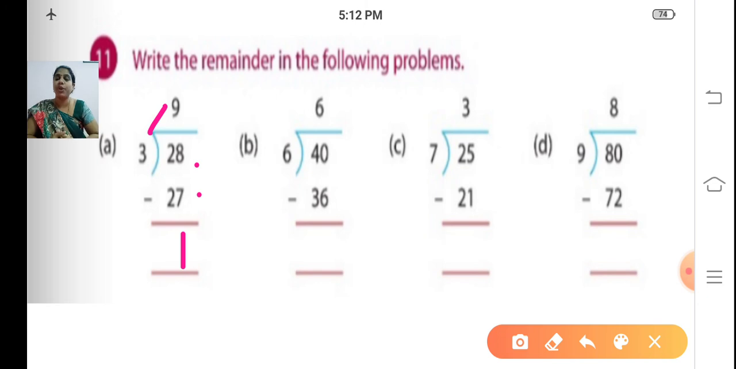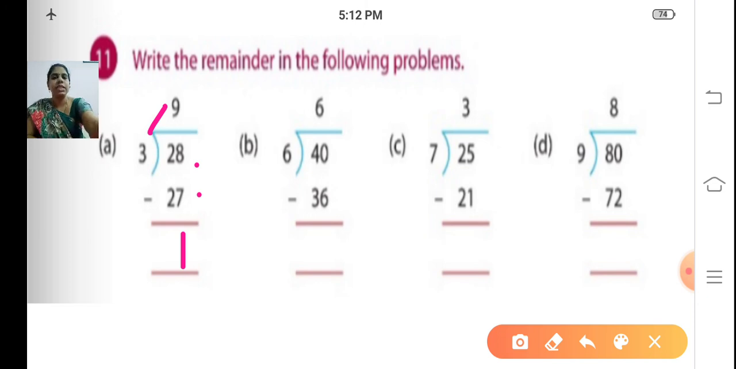In these 4 problems, we are going to write the remainder. So 28 divided by 3. What is the remainder? 1. In the 3 table, whether we'll get 28? No. So 3 9s are 27. Write 27 below the dividend. And what is left over here? 1. That is called the remainder. 1 is the remainder.